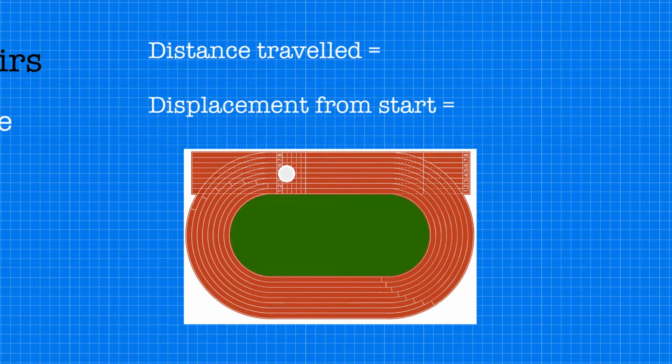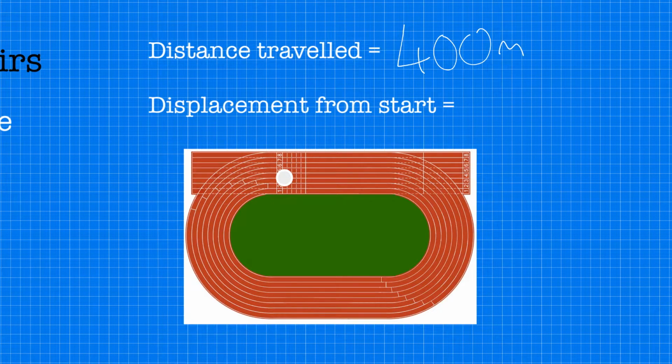If we establish that this is a 400 meter track and this is our runner here, if he were to run one full lap of the course and run back to exactly where he started, we would know instinctively that the distance he has travelled is 400 meters. Remember, distance is a scalar, so it doesn't take into account direction. He has just moved 400 meters.